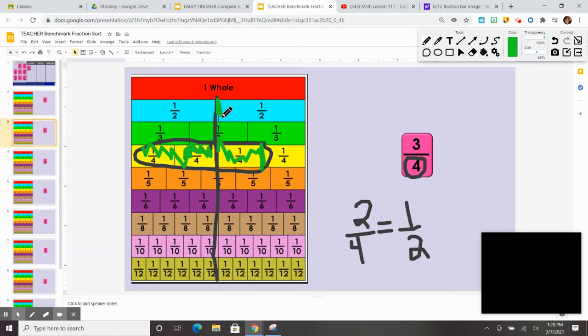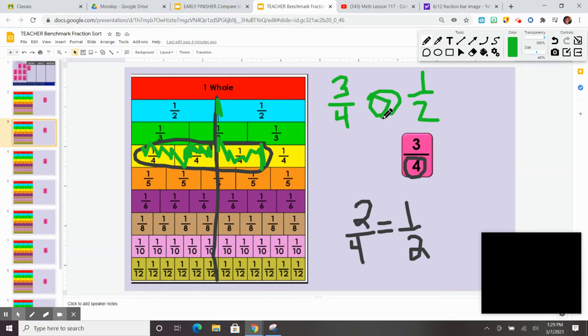Do we see that? All right, so therefore, would 3/4 be greater than, less than, or equal to 1/2? Since it's closer to 1/2, it would be greater than 1/2. Okay. So if you were looking at it like this on the paper, 3/4, and then you had to put in your symbol and compare it to 1/2, 3/4 is greater than 1/2 because 2/4 is equivalent to 1/2.